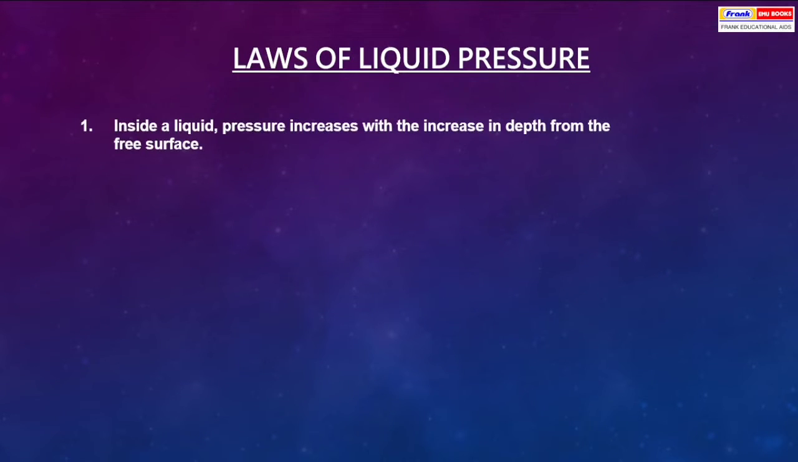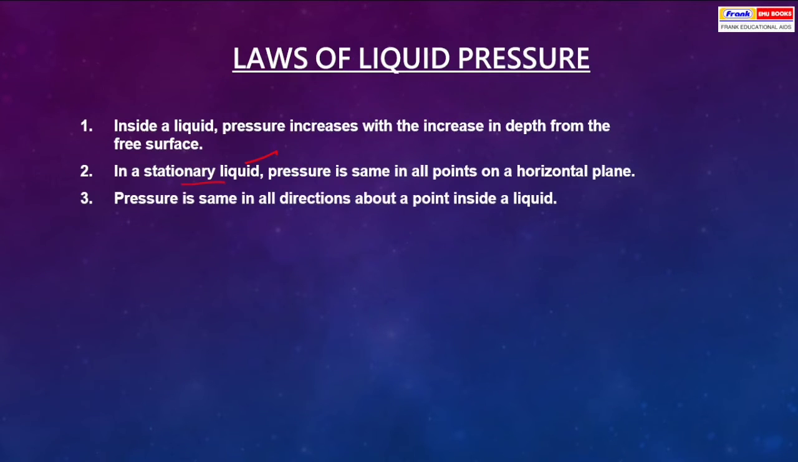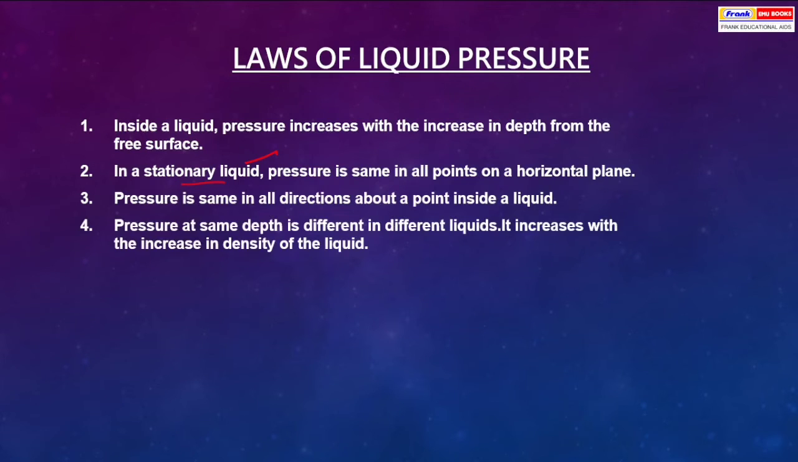Inside a liquid, pressure increases with the increase in depth from the free surface. Then in a stationary liquid, pressure is same in all points on a horizontal plane. Then we have pressure is same in all directions about a point inside a liquid, and pressure at same depth is different in different liquids. It increases with the increase in density of the liquid.